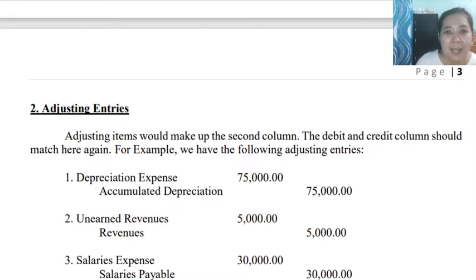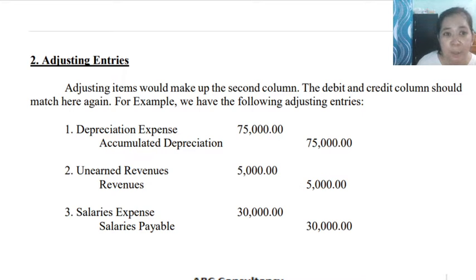So what is the next part of the worksheet? The next third and fourth columns will be for our adjusting entries. In your previous session, you included the topic about adjusting of the accounts. This is actually the same as this one. That's why, if you notice in my illustration, I just gave you the adjusting entries already, assuming that you have the idea of how to make these adjusting entries.